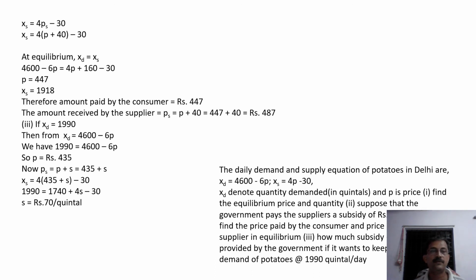Thirdly, what subsidy must be provided by the government if it wants to keep the demand of potatoes at 1990 quintal per day. So if XD is equal to 1990, then from the equation of demand we get P equal to rupees 435. Now to find the subsidy, PS is equal to P plus S, that is 435 plus S, substituted in the supply equation. So we get the subsidy amount equal to rupees 70.